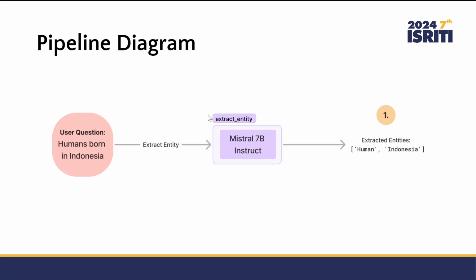The first one is the entity extraction. Given the user's question, the large language model will extract the relevant entities that exist within the question. You can see here that for humans born in Indonesia, the extracted entities will be human and Indonesia. These are the extracted entities from the first stage.